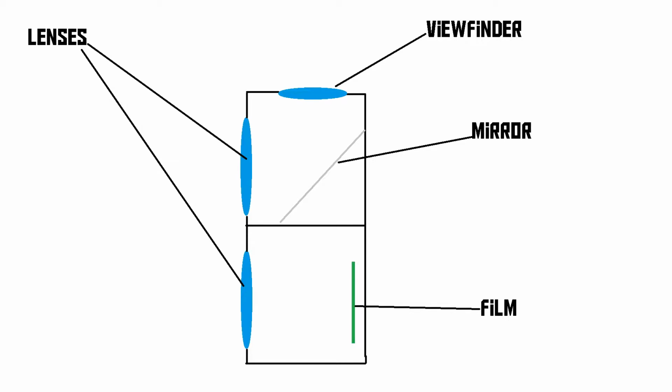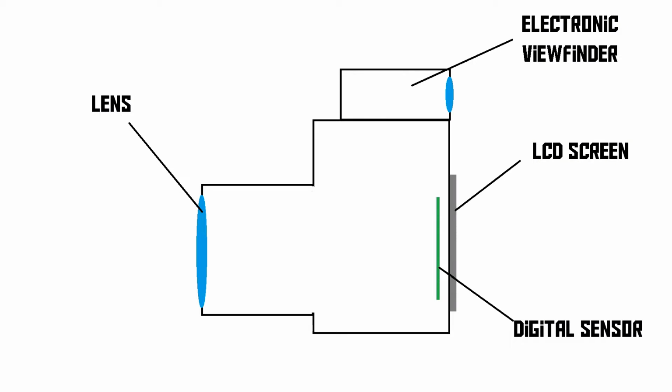Now, to fix the issue of the TLR camera, we can also use a mirrorless camera, a camera that doesn't have a mirror at all. This is how it works. The light goes through the lens directly onto a digital sensor. No film. There are no mirrorless cameras that have film because it's impossible. The digital sensor then captures the image and sends it to an LCD screen.